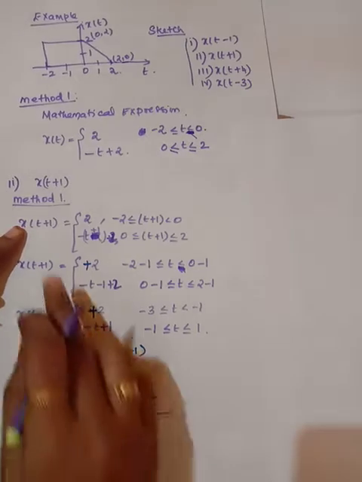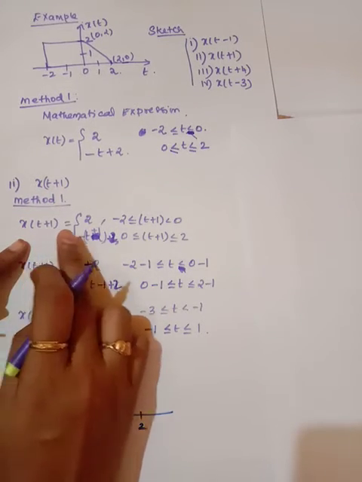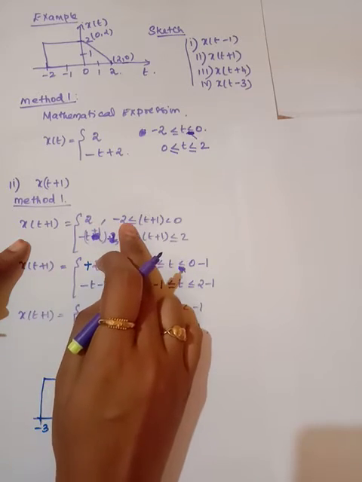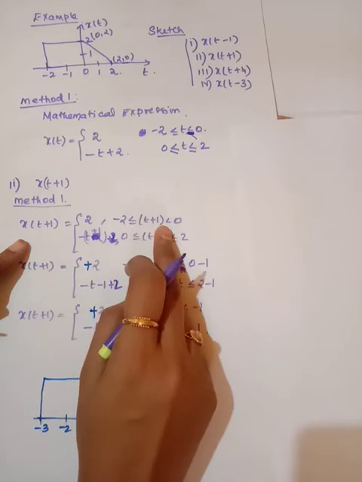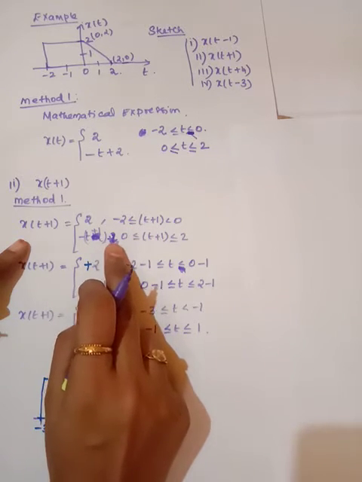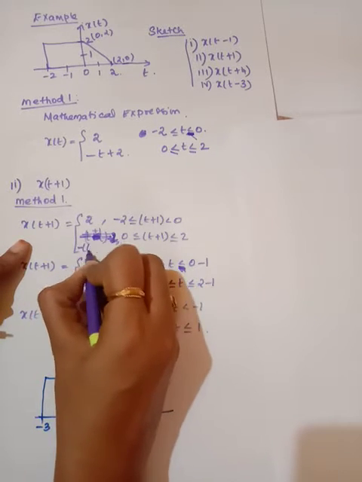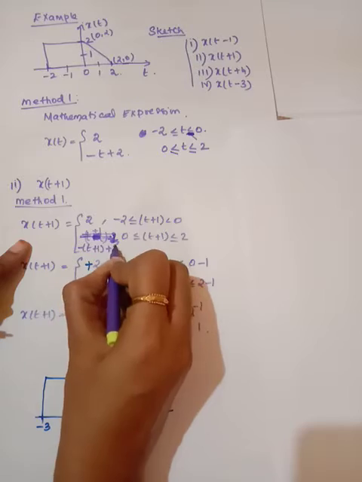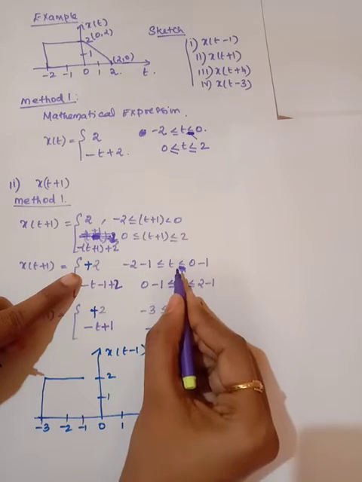Second problem, here we need to find x of t plus 1. So x of t plus 1 is equal to 2 minus t, for minus 2 less than or equal to t less than or equal to 0. Wherever you are having t, I am going to substitute t plus 1. So here it is minus t plus 2. Just recall this, I will write this again here: minus of t plus 1 plus 2. Now I am substituting this value.